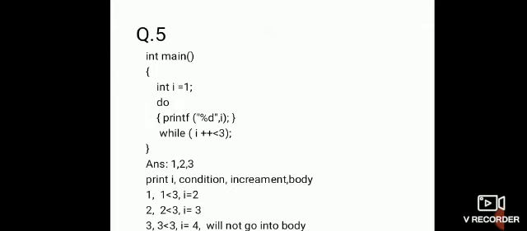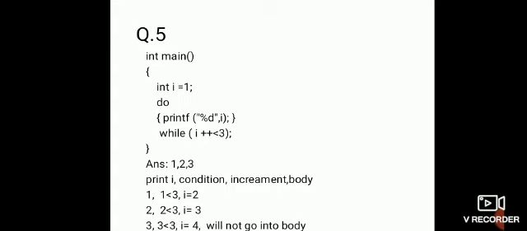Question number 5. We declare I is equal to 1. The value 1 is printed. In the while condition, I plus plus less than 3. It means first use the value of I, then the condition is checked. After checking the condition, it will go into the body.